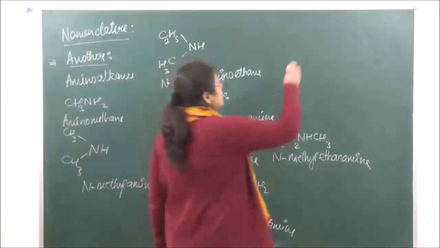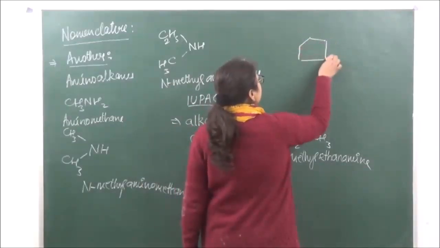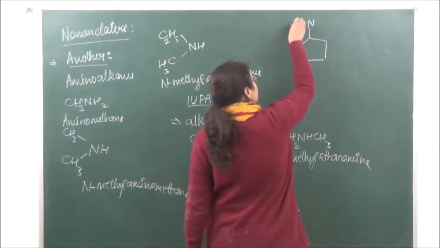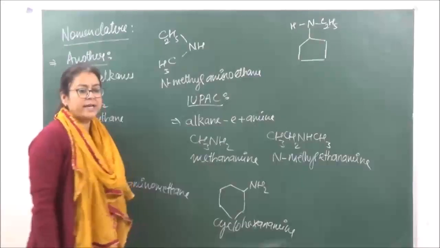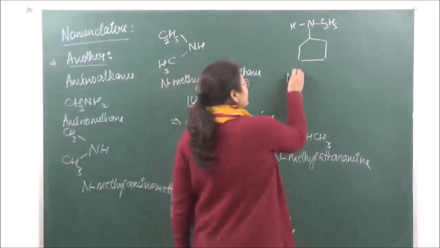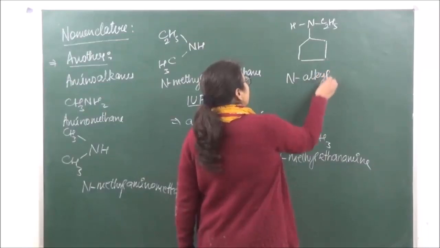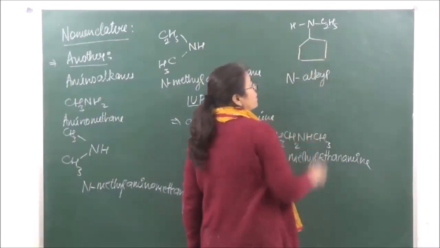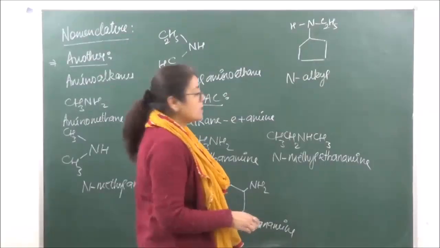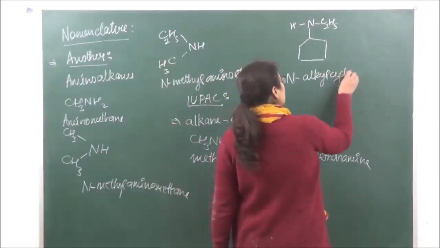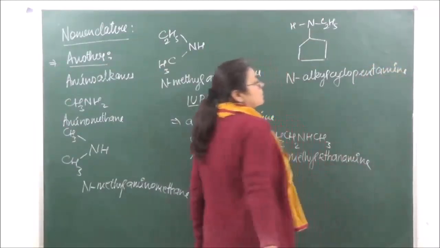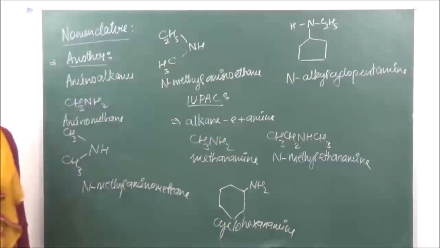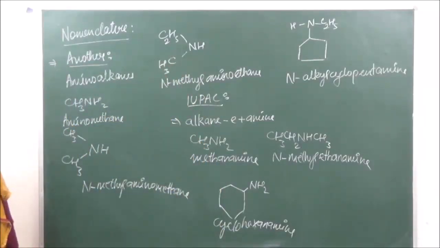And if we have a secondary compound in which a ring is present, then the smaller one is going to be taken as the alkyl, so this will be named as N-alkyl. 1, 2, 3, 4, 5 carbon atoms are present in the ring. So cyclopentanamine, okay? So this is how we name according to the IUPAC nomenclature.